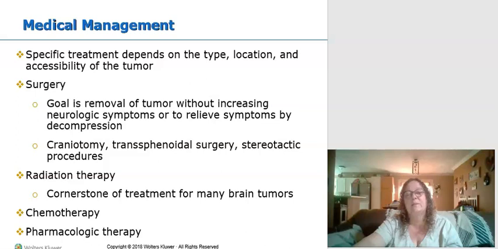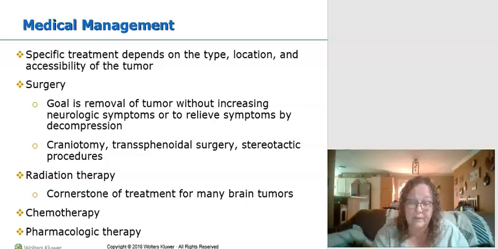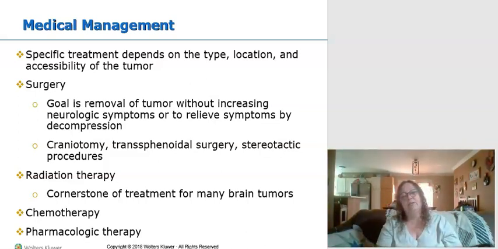Medical management, so specific treatment depends on the type, location, and accessibility of the tumor, right? So we can do surgery. The goal is removal of the tumor without increasing neurological symptoms or to relieve symptoms by decompressing the tumor. So we could do the craniotomy, right? We could do a transsphenoidal surgery, so it's where they go up through the nose.